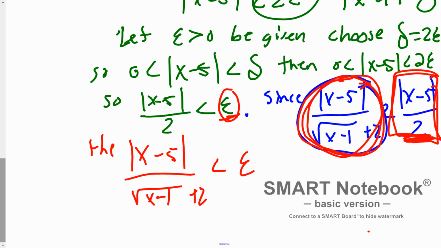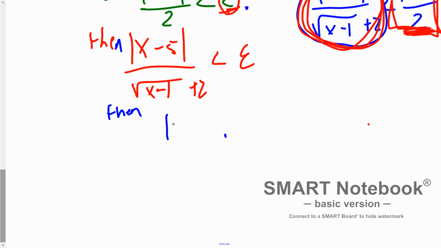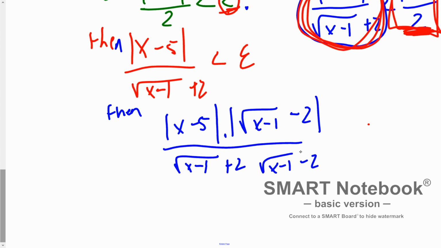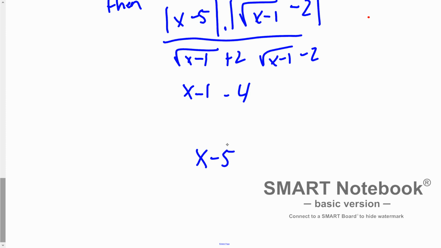Now I can multiply by the conjugate on top and bottom. So then (x - 5) times (√(x - 1) - 2), and do that on bottom, the conjugate on bottom: (x - 1) - 2. I'm going to FOIL this, so I get x - 1 - 4, which is just x - 5. So I get x - 5 on bottom, x - 5 on top.